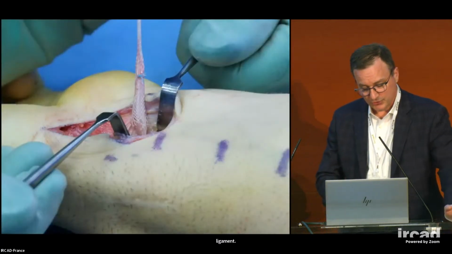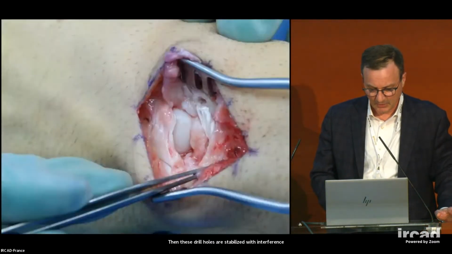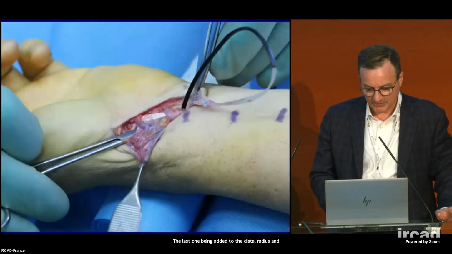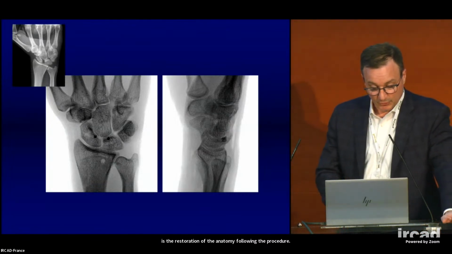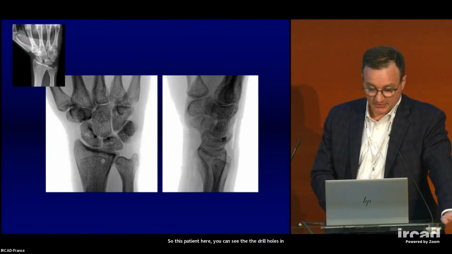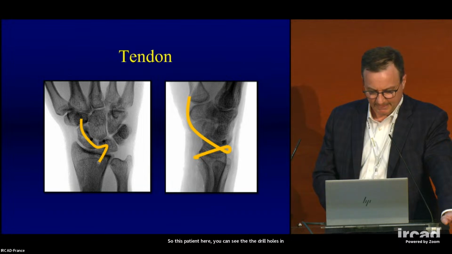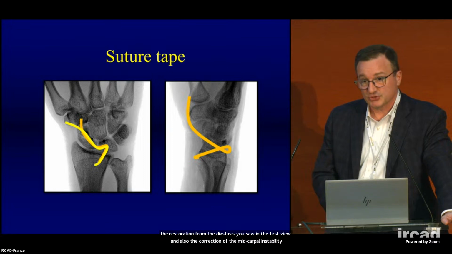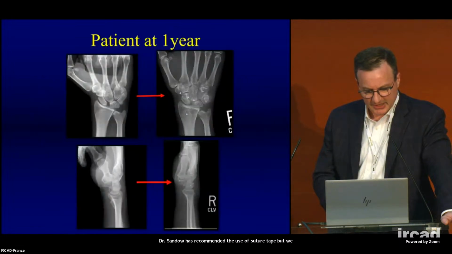Then these drill holes are stabilized with interference screws, with the last one being added to the distal radius, and this is the restoration of the anatomy following the procedure. So this patient here, you can see the drill holes and the restoration from the diastasis you saw in the first view, and also the correction of the midcarpal instability. Dr. Sandow has recommended the use of suture tape, but we heard yesterday in some of our lectures that this may cause osteolysis and the potential for cutout of the bone tunnels.